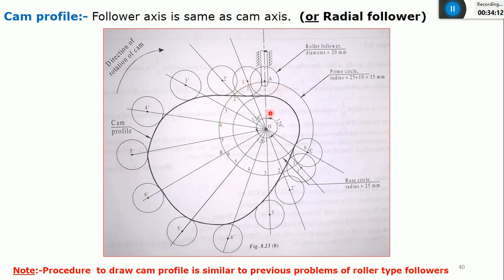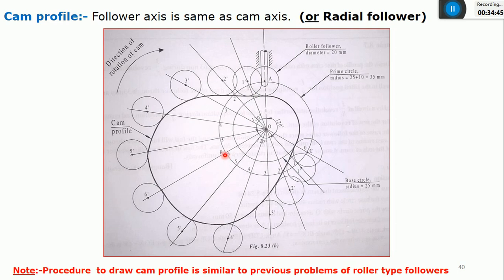Again, use the same method. I'll divide the prime circle between this AOB into 6 equal parts. Since the total angle is 120, I want 6 equal parts. That is 120 by 6, that is 20 degrees. So I'll indicate 1, 2, 3, 4, 5, 6, in such a way that each division will be 20 degrees with respect to the prime circle only. Between only A and B, I got 6 points.